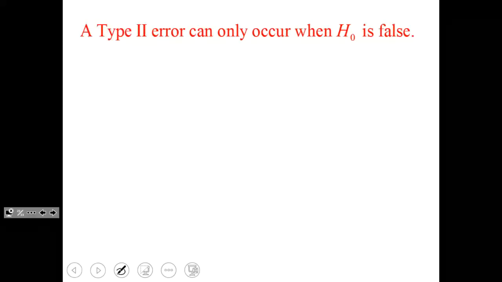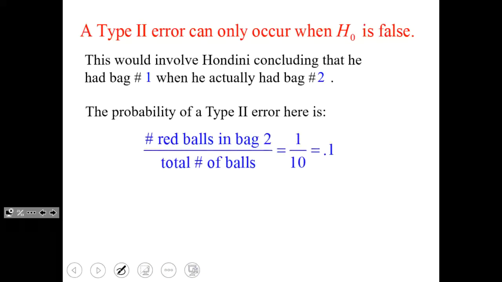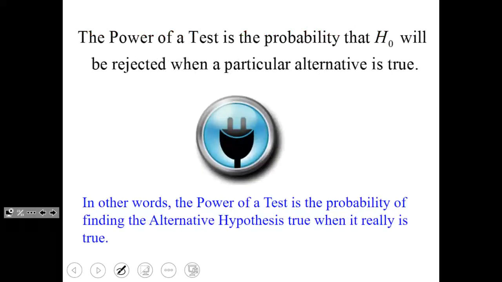Now, type 2 can only occur when the null is false. And in this case, that would mean Houdini would have to say, well, I have bag 1, but he actually has bag 2. And in this case, we remember he only had the 1 red ball in that bag out of 10 total. So his chance of making a type 2 error is just 0.1.